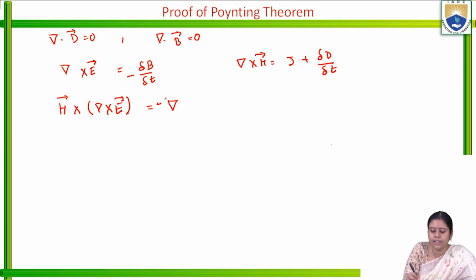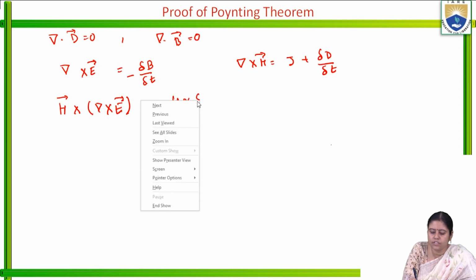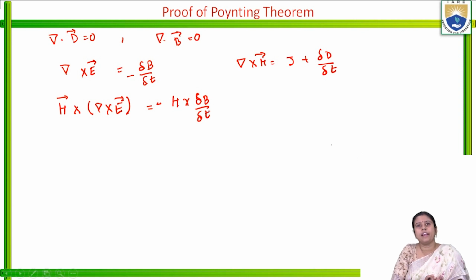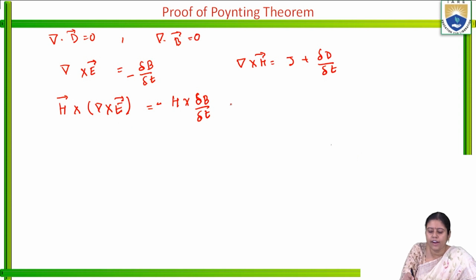So it is minus H cross del B by del T. We have taken H cross, as this is an electromagnetic field, we are taking the curl on both sides. So we are taking H on both sides, and using H dot grad cross E is equal to minus H dot del B by del T.